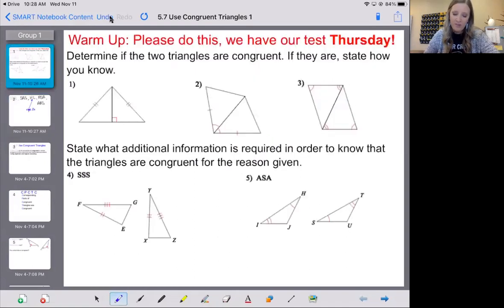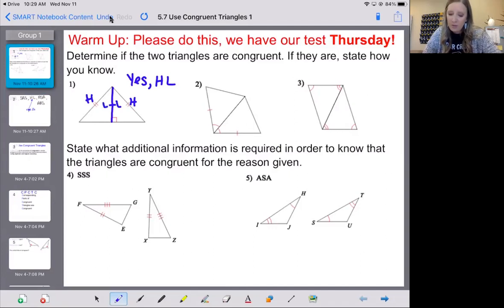So on this example, we have the hypotenuse right here, and we have the hypotenuse over here also marked. So we have the first part done. Now we need to find a leg that is the same. So this segment right here that they share, I can mark them congruent. And so that is going to be my leg. So I'm going to say, yes, these are congruent by the hypotenuse leg theorem because the left triangle has hypotenuse and leg, and so does the right triangle.